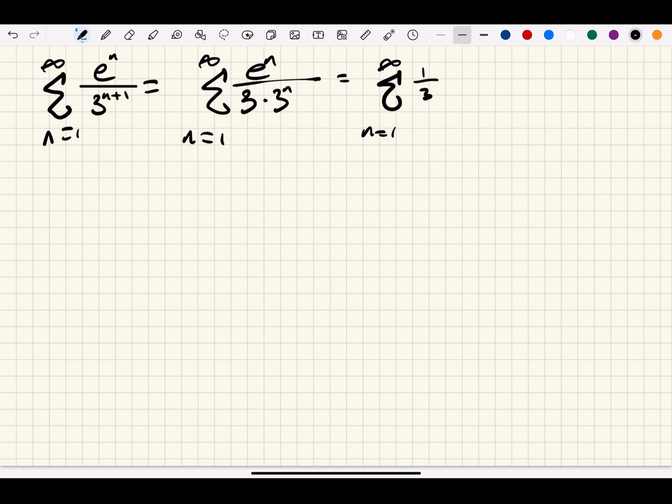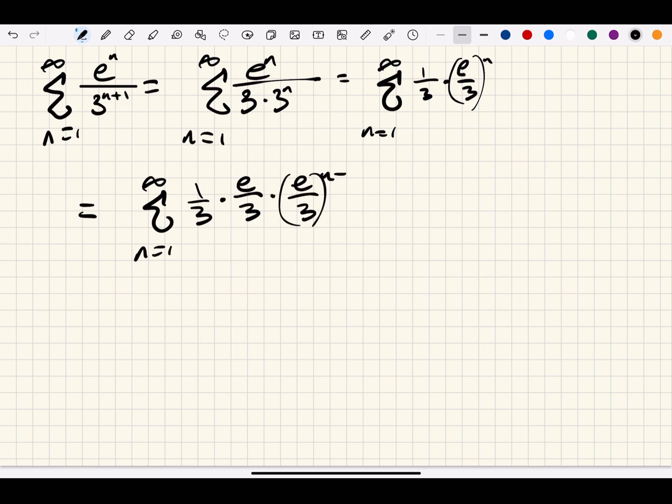We could go 1/3 times e over 3 to the n, couldn't we? Because when we have a quotient with the same exponent like that, we can make it that power of the quotient. And we could do, again, what we did a second ago with a 3, right? I could write this as the sum from n equals 1 to infinity of 1/3 times e over 3 times e over 3 raised to the n minus 1.